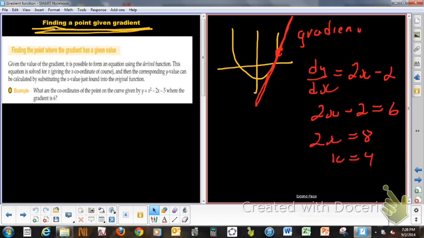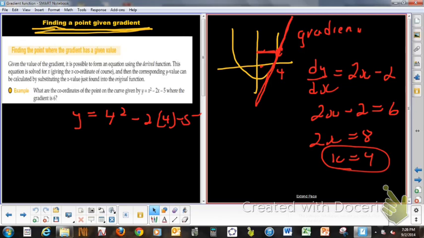So now we know that if we go over on the graph, we're going to go over 4. Now we've got to figure out how far along the y-axis we're going. So remember, we're trying to find a point on the curve. So we take this, and we're just going to stick it into the original equation. So x squared, which is now 4 squared, minus 2 times x, which is 4, minus 5. And when we work that out, we get 3.